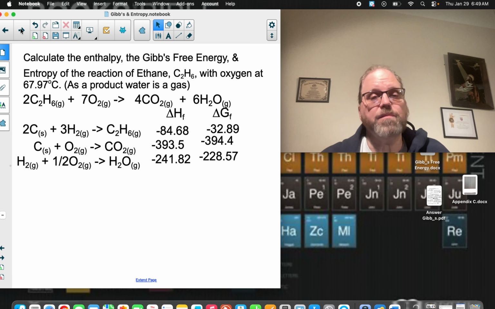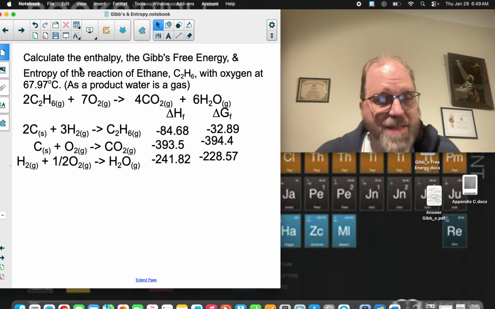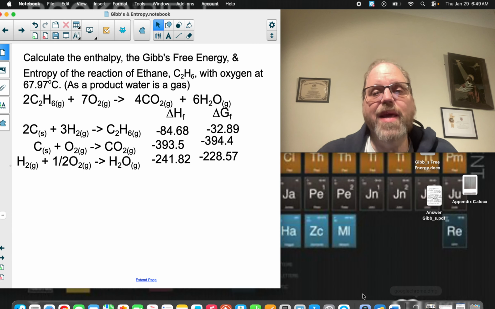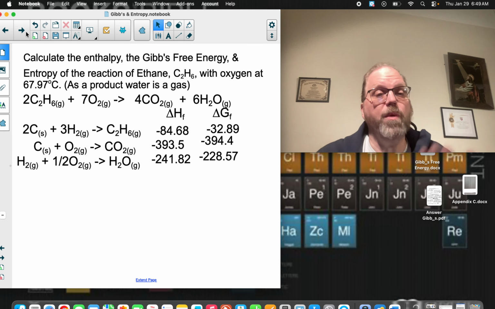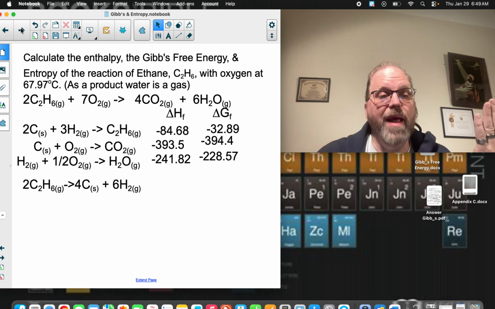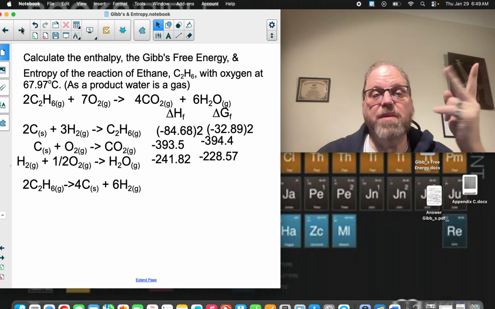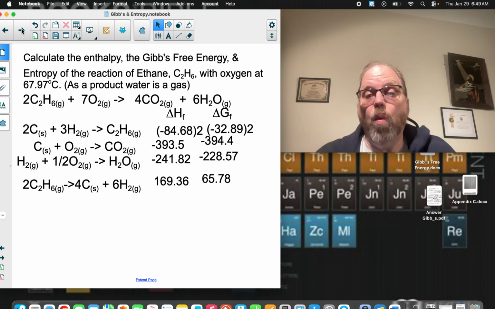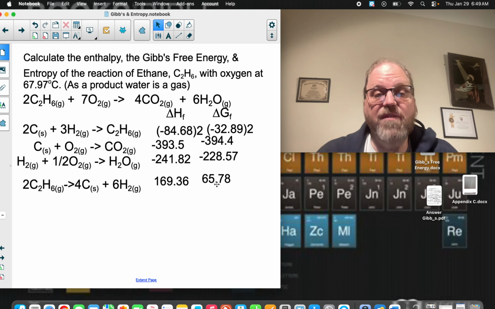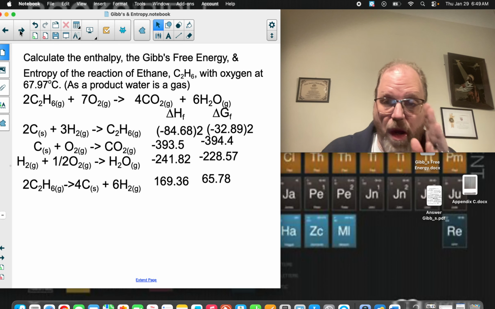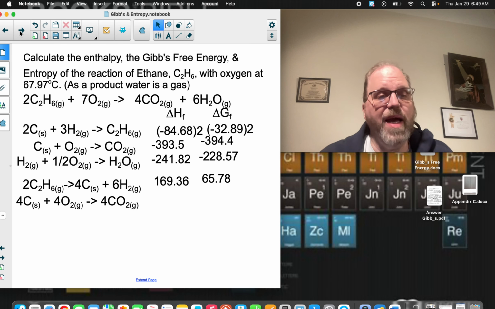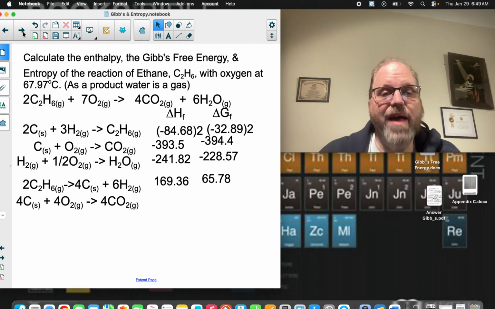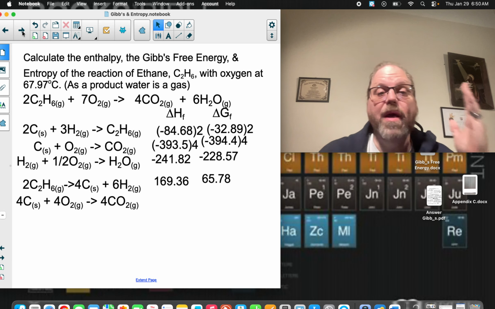All right, now, from Appendix C, we have those delta H of F and delta G of F values. Remember, these are all kilojoules per mole. So what we're going to do is take the first one, flip it, and multiply by 2. So we'll take our values and multiply by 2, but because they're flipped, instead of being negative, they'll be positive. And so we'll get 169.36 and 65.78. We don't have to worry about oxygen because oxygen is an element. So carbon dioxide, we'll multiply by 4. We're not going to have to flip it, so the values will be the same.